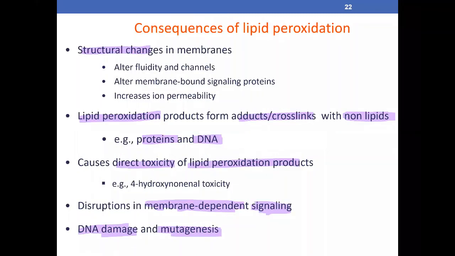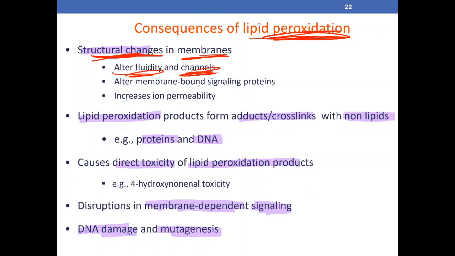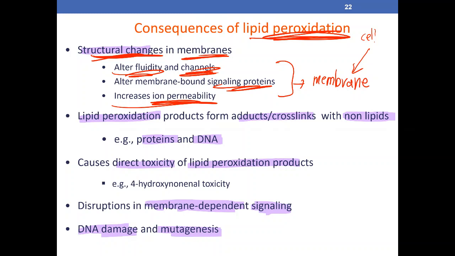So what does lipid peroxidation do? It causes structural changes in membranes. It alters their fluidity, the channels, signaling proteins, and ion permeability. All these are normal functions of the cell membrane. When it's disrupted, when you don't have a functioning membrane, you don't have a functioning cell, and the cell eventually dies. Lipids that get peroxidated, just like proteins, are considered free radicals, because this is how free radicals form. It's a cascade of reactions.